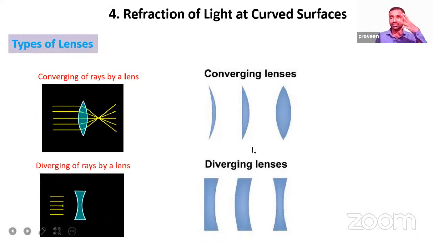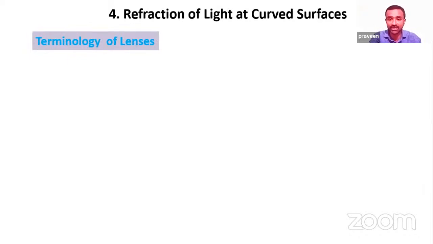So converging lenses 3 and diverging lenses also 3. Totally 6 lenses we have learned. Then here the topic is the terminology of lenses. So what terminology are we dealing with in this lesson?